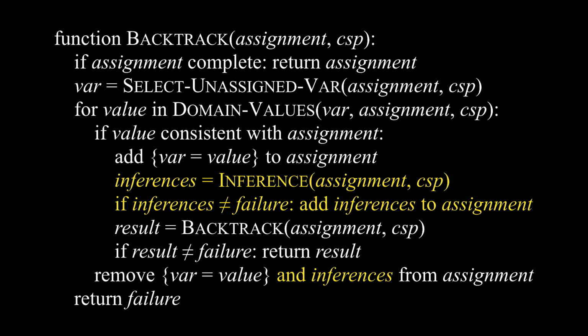Same as before, the changes here highlighted in yellow. Every time we add a new variable equals value to our assignment, we'll go ahead and run this inference procedure, which might do a number of different things. But one thing it could do is call the maintaining arc consistency algorithm to make sure we're able to enforce arc consistency on the problem. And we might be able to draw new inferences as a result of that process, get new guarantees of this variable needs to be equal to that value, for example. That might happen one time. It might happen many times.